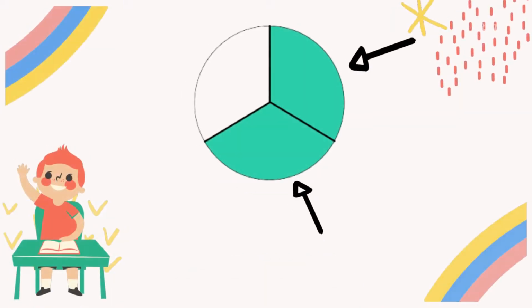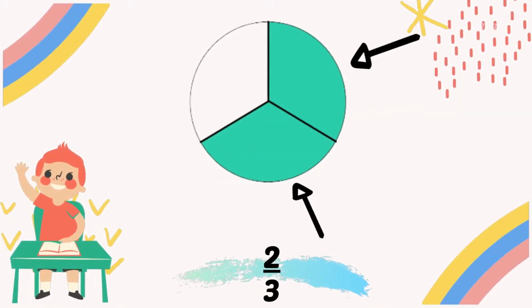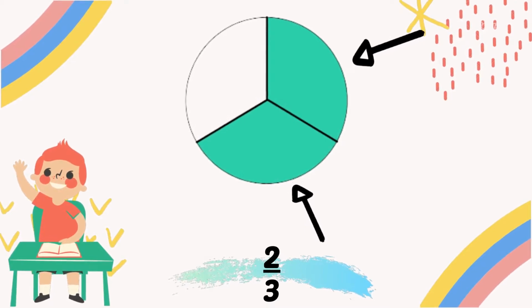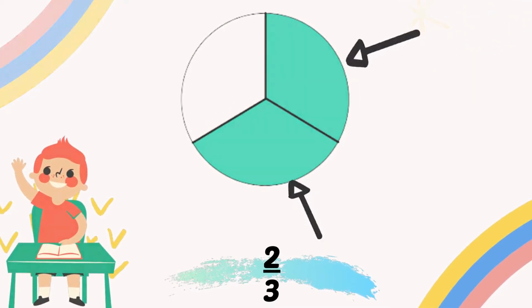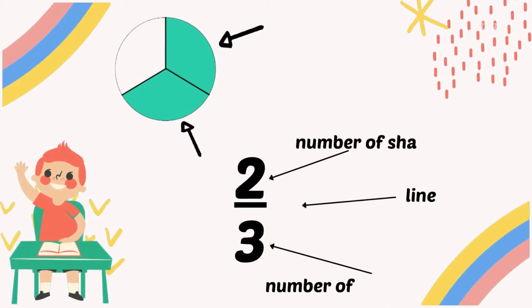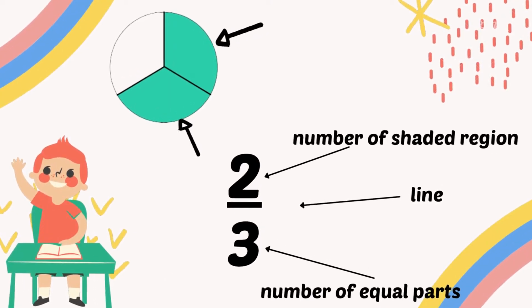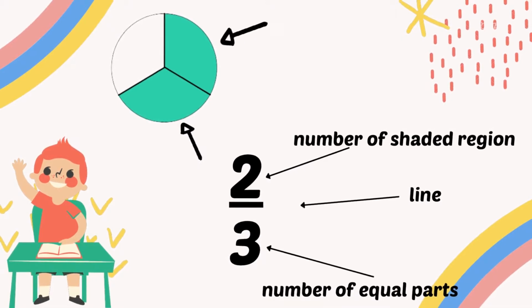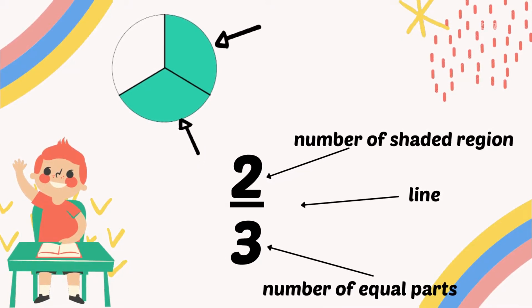And the number will be written number 2 on the top, we draw the line, and number 3 at the bottom. This is the explanation. Number 2 is the number of shaded region, and then we draw the line. Number 3 is the number of equal parts. We have 3 equal parts, so we write 3 at the bottom. 2 over 3. For 2 over 3 also, we don't have any other names.